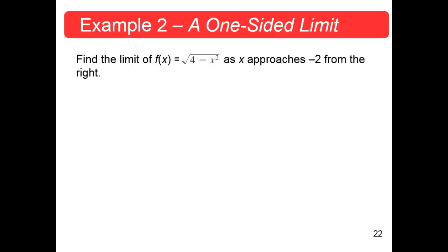So here's example 2 on page 76. Find the limit of f of x equals the square root of 4 minus x squared as x approaches negative 2 from the right. How would you try to do that?